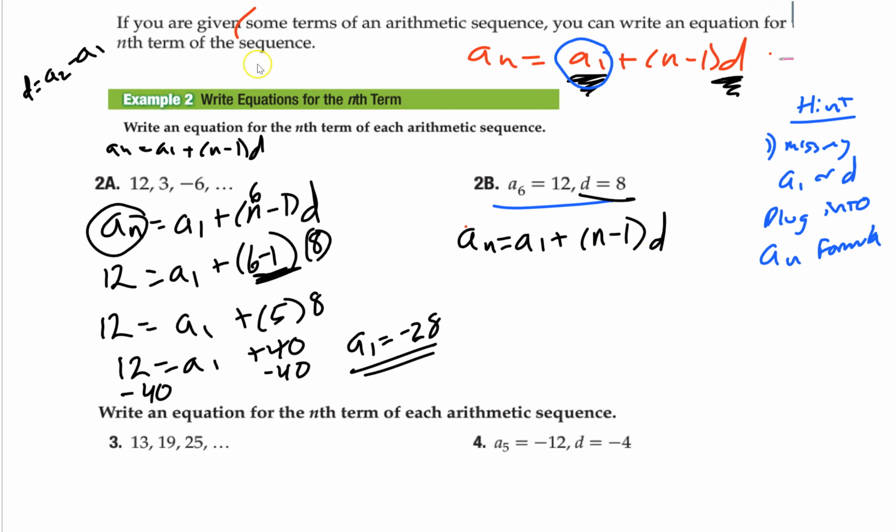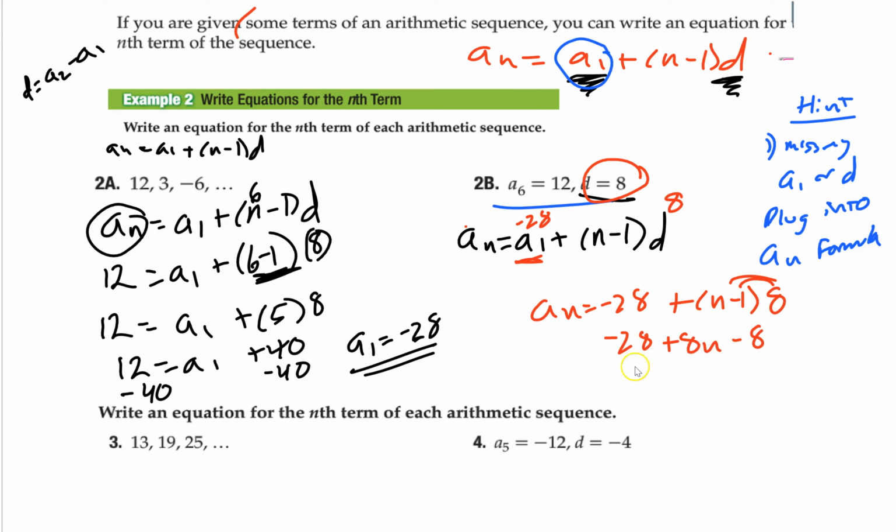So again, all we need is A1 and the common difference. My A1 is right here, negative 28, and my common difference they gave me already is 8. So I have this. So that's your general formula. If you want, you can simplify it: negative 28 plus 8n minus 8. Add like terms. an equals 8n minus 36. And that's how I do it.